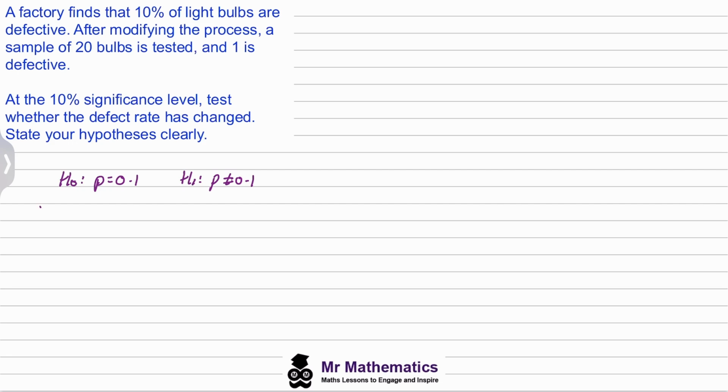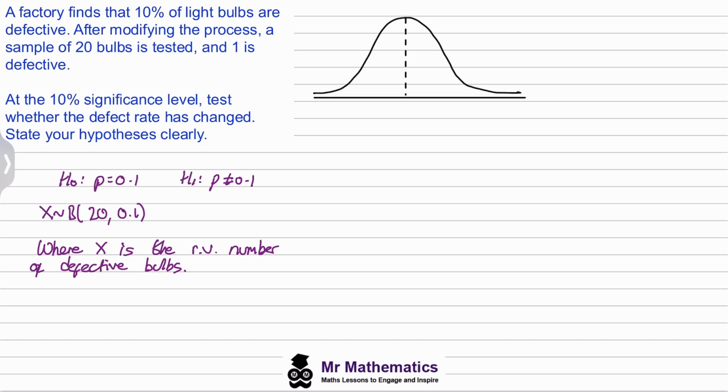We're saying that X is distributed binomially with 20 trials and that probability, where X is the random variable, the number of defective bulbs. So the expected value will be 0.1 times 20, so this will be 2. And then because one bulb is found to be defective, the tail we're going to look at is to the left of the expected value. But we need to say, because it's a two-tailed test, this significance level is shared equally between these two critical regions. So each of them has a probability of 0.05.